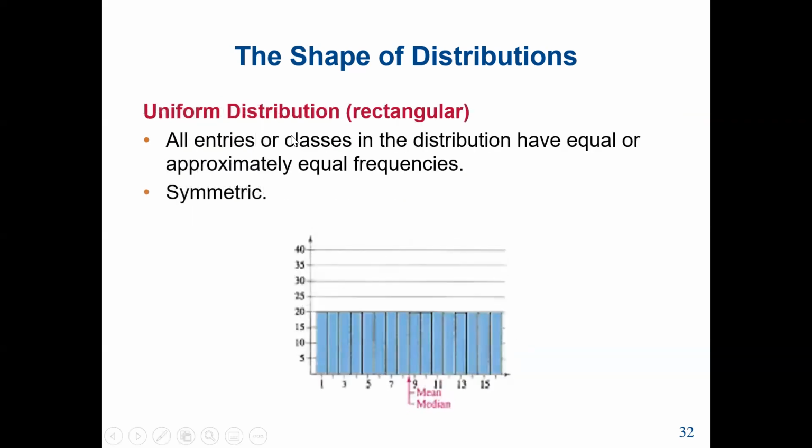Now the next is the uniform distribution, which is more or less a rectangular shape. That's why it's called uniform distribution. All entries or classes in the distribution have equal or approximately equal frequencies. Still, the mean and median are the same. The only thing we should know is that all the observations have the same frequency, or the same number of values.